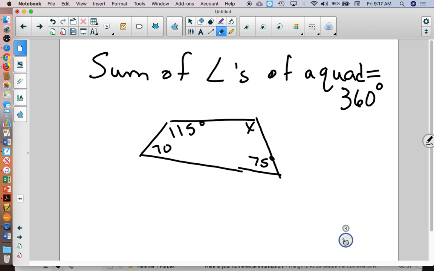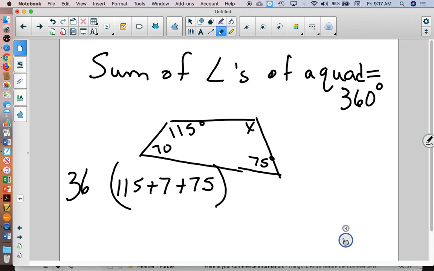How am I going to find it, Darton? You would have to add 115 plus 70 plus 75. Take all of that, add it together, and take 360 minus what you get. That's what I heard you say. And that would give me the value of x. Okay? So what's the value of x in this one? Reagan? 100 degrees? Okay? Easy peasy? Sure it is. Everybody agrees with what we got?